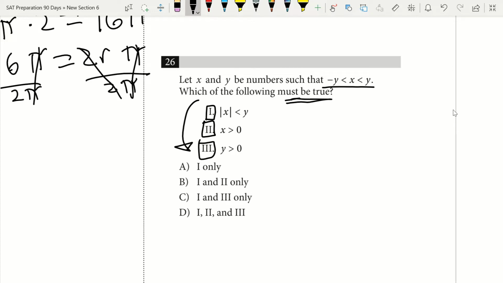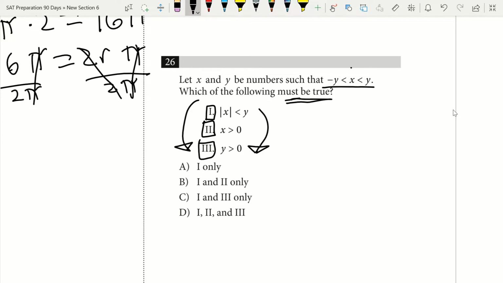So let's go and start with 1. The absolute value of x must be less than y. Well, to make this easy to figure out, since I have all variables up here, I kind of don't like that because that can be a little bit tricky, especially if you struggle to work with letters and numbers. So what I'm going to do is pick values for these. I'm going to insert them, that way I can see and then plug them into these rules.